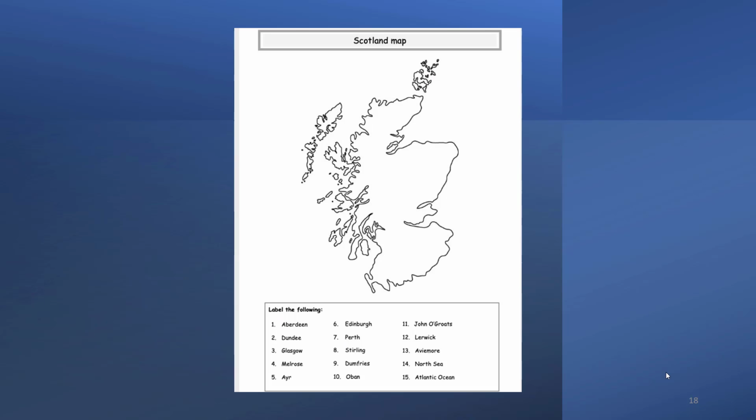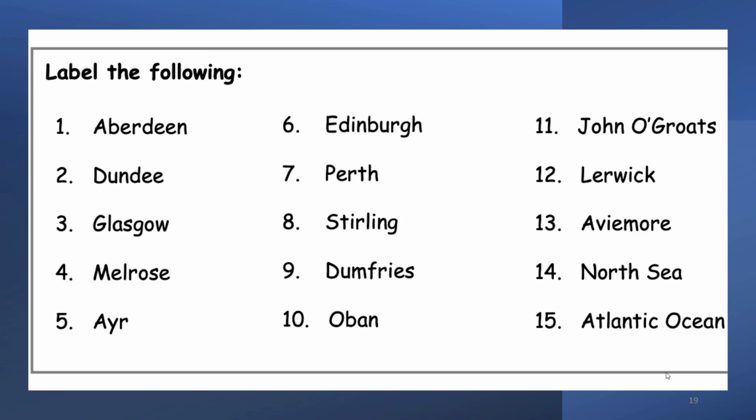Now that is the worksheet that I'll be uploading to Teams and Show My Homework. It will be as a Word document or a PDF, and you can annotate on it or you can word process on it. And that's what you would be recording all the information on. So you have all these places, they're all numbered. Number 1's Aberdeen, 2 Dundee, 3 Glasgow, and so forth.